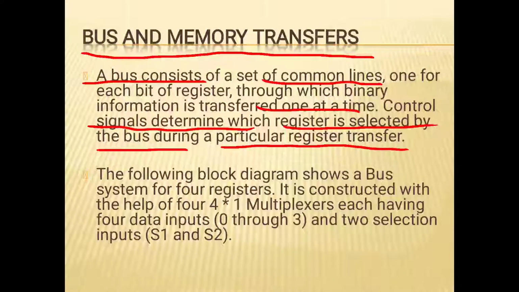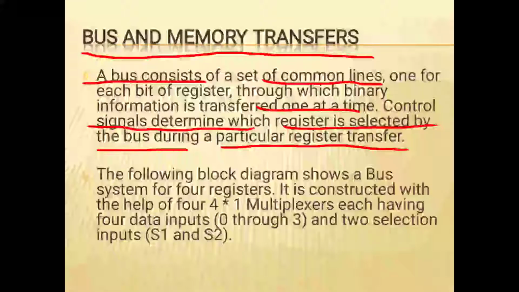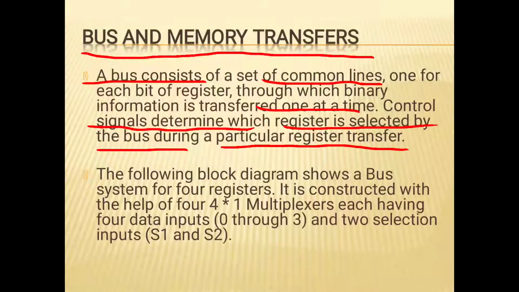We can say, in simple words, a bus consists of a set of wires, in which each wire is responsible for transferring one bit of information at a time. And there are control signals which determine which register is selected for the data transfer.